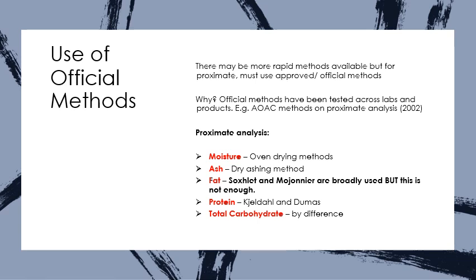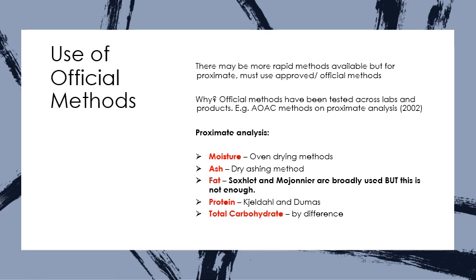Okay, for example, for proximate analysis, we use AOAC methods. For moisture, we use oven drying methods. For ash, we use dry ashing methods. For fat, although people mistakenly think it's sufficient to perform crude fat analysis by Soxhlet or Mojonnier, if you look back into the food labeling, you also have to report the saturated and unsaturated fat. You're not going to be able to get this data by performing crude fat analysis.